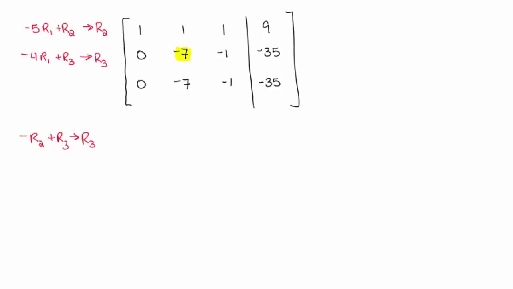So here we go. I'm just going to write that down. Row 1 has not changed. 1, 1, 1, 9. 0, I technically still have not changed that. So 0, negative 7, negative 1, negative 35.